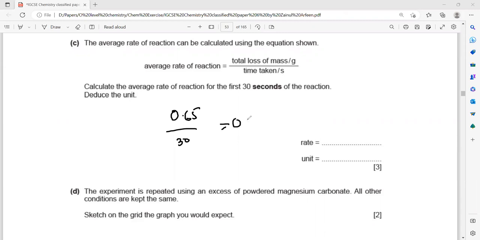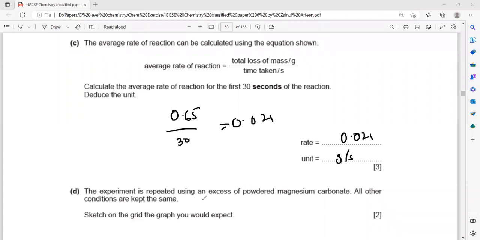0.021. So we write 0.021 and the unit. Because the unit of mass is gram and the unit of time is second, it is gram per second. If the time interval was in minutes, it would be gram per minute, but as it is in seconds, it is gram per second.